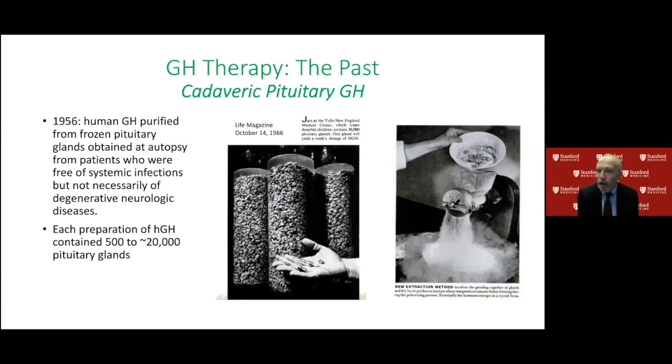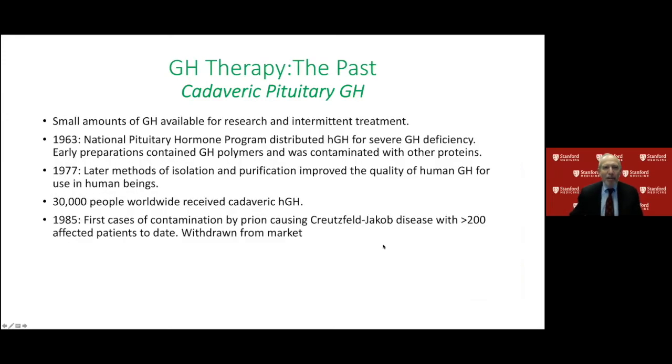These would be frozen, added to dry ice, and then pulverized, as you can see here, this modern extraction method that was shown back then. Small amounts of growth hormone were available for research, and it was only available for intermittent treatment of really the most severely deficient growth hormone children. The early preparation contained many growth hormone polymers, and it was contaminated with other proteins.